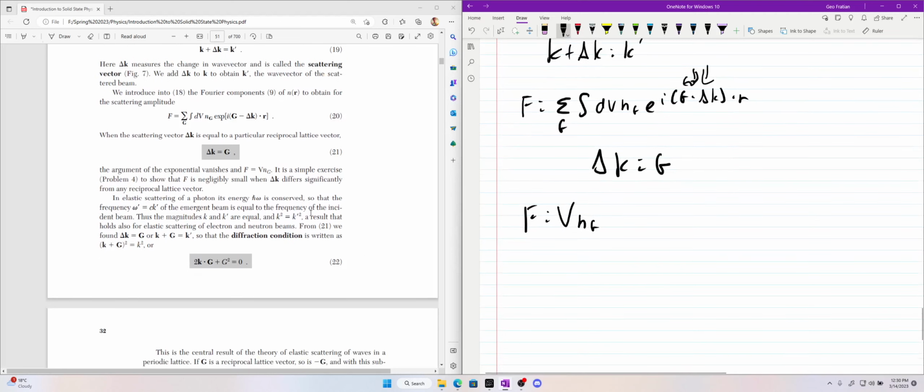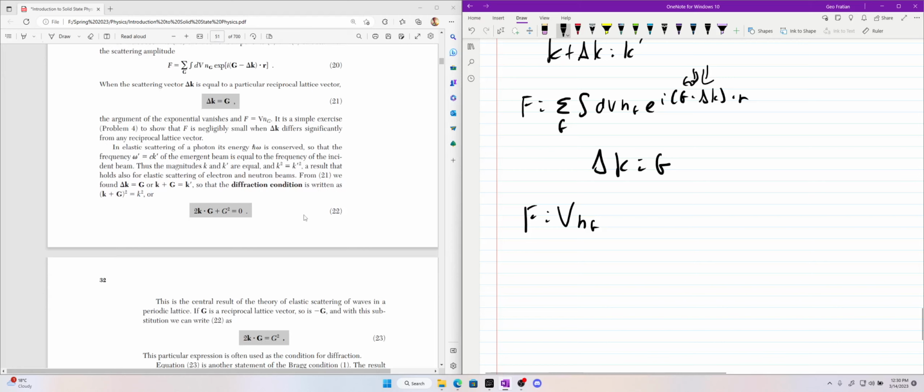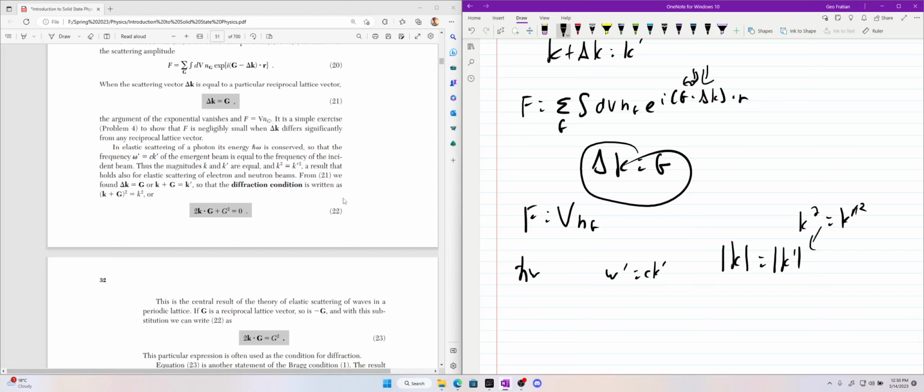So in this elastic scattering of a photon, its energy, h bar omega, is conserved, such that the frequency omega prime equals c k prime of the emergent beam is equal to the frequency of the incident beam. Therefore, the magnitude of k is equal to the magnitude of k prime, such that k squared is equal to k prime squared. So basically, since we know this expression, we can then say delta k equals G, or k plus G equals k prime.